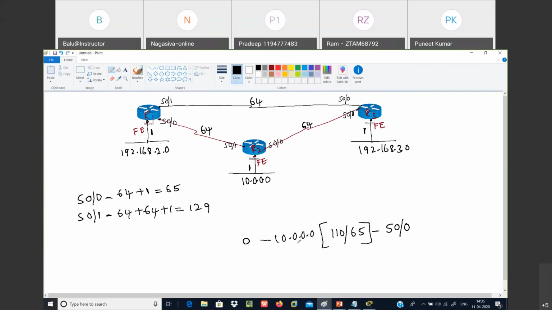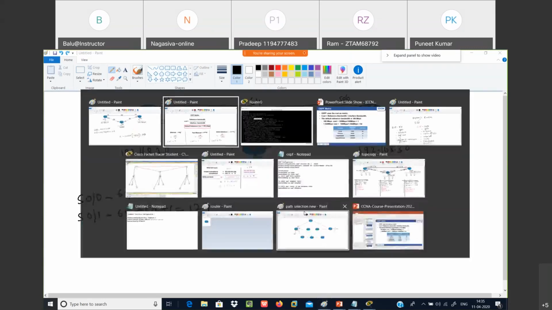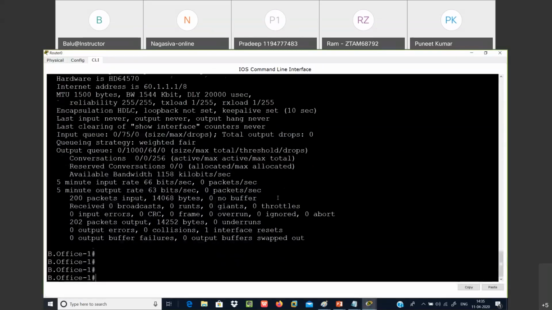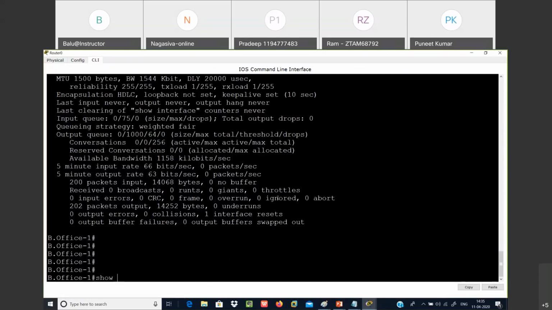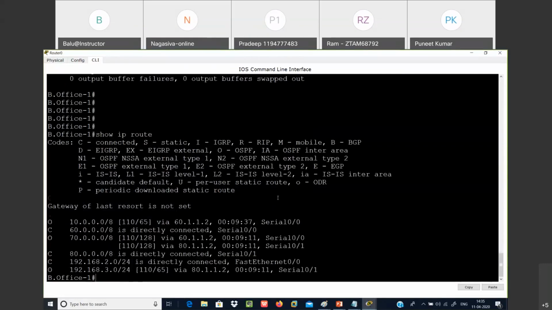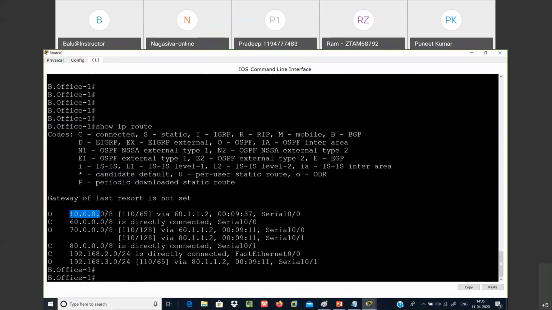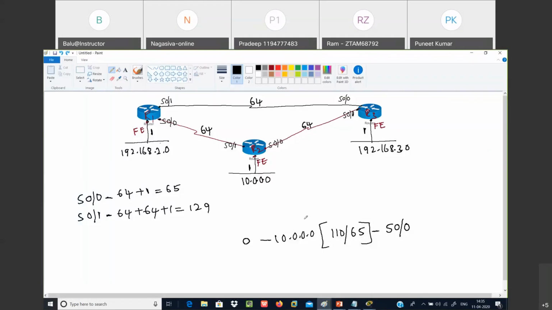The same information you can get in your routing table. Come to the routing table and you can check here. Let me open the routing table. Show IP route. Enter. You can see here the 10 dot network, OSPF updated 110 by 65. 64 plus 1 is the cost. So traffic is going via 0/0. Okay, guys, like this exactly we can understand how 65 came.